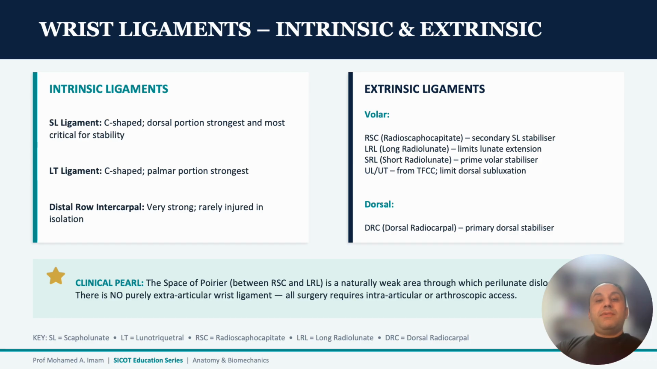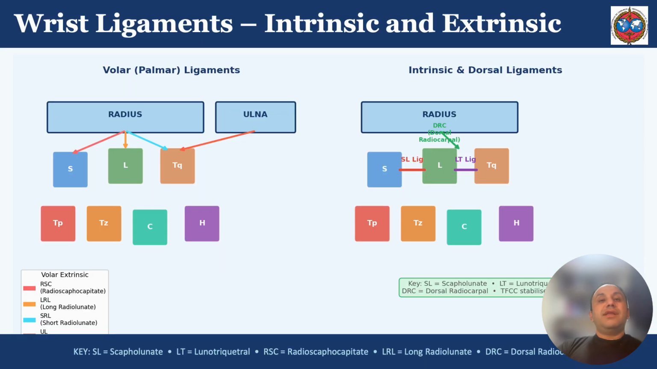So, what about the wrist ligaments? They are classified as either intrinsic, between carpal bones, or extrinsic, from the radius and ulna to the carpal bones. The intrinsic ligaments include the scapholunate ligament, a very important, strong, C-shaped ligament, whose dorsal portion is the strongest and most critical for stability. The palmar portion is strong, and the proximal fibrocartilaginous part, the third part, is the weakest.